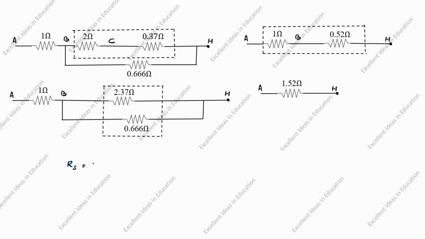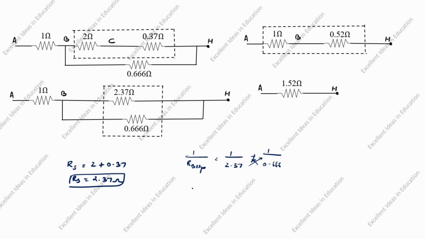RS is equal to 2 plus 0.37 is equal to 2.37 ohm. This is RS. You see 2.37 ohm. Down you see 0.666 ohm. Now you see these two circuits are in parallel. 1 by RBHP is equal to 1 by 2.37 plus 1 by 0.666. Cross this and this. 1 by RBHP is equal to 0.666 plus 2.37 divided by 2.37 into 0.666.